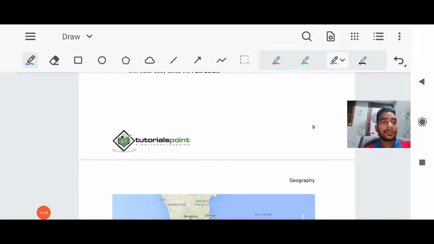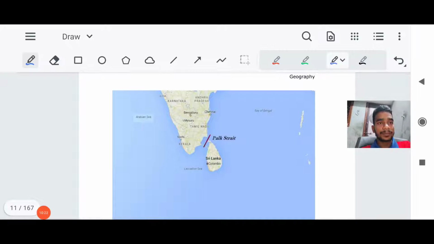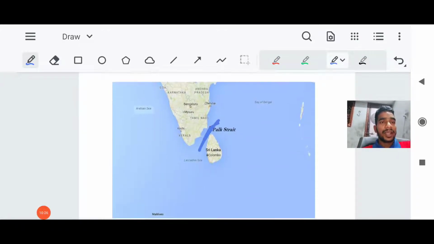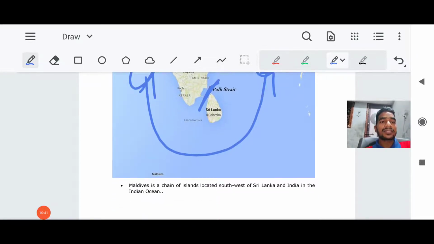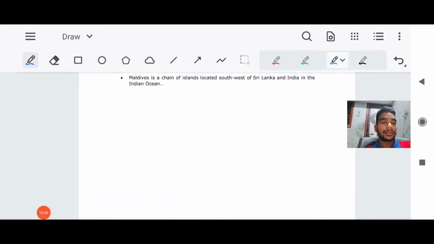If you can see, this is the Palk Strait. It is surrounded by the Bay of Bengal coastline as well as the Arabian Sea. The strait that separates Sri Lanka and India is known as the Palk Strait. The Maldives is a chain of islands located southwest of Sri Lanka and India in the Indian Ocean.